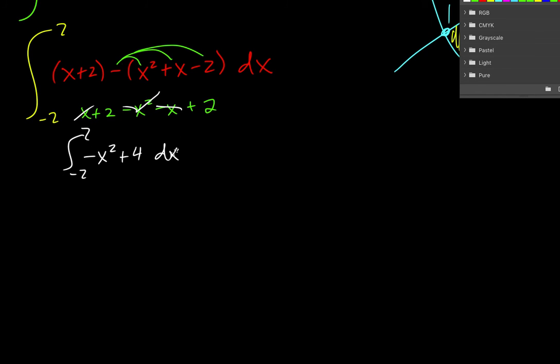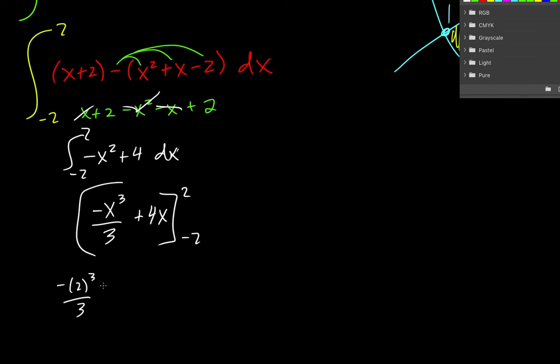It's just a polynomial, so it should be pretty easy. So negative x to the third over 3, and then 4x. And I'm going to evaluate that from negative 2 to 2. So if I plug in a 2 right here, looks like that. And I subtract that, and now I plug in a negative 2.